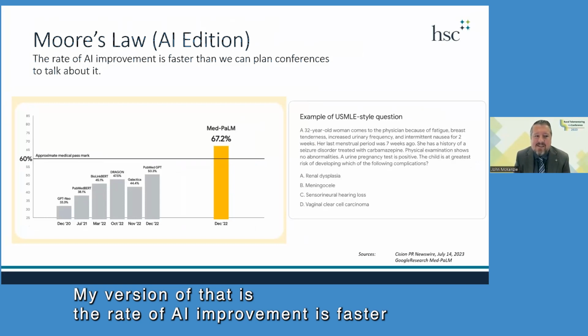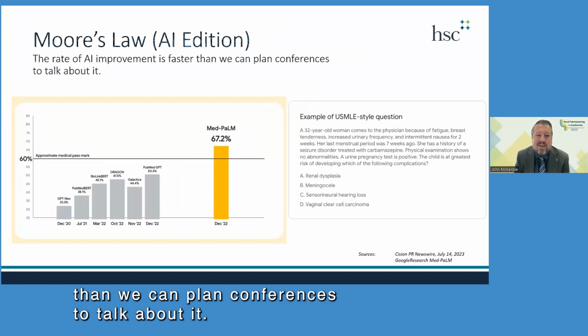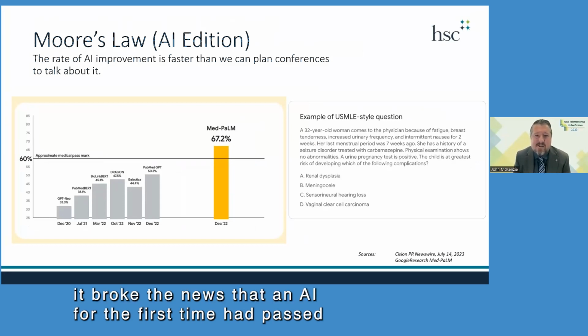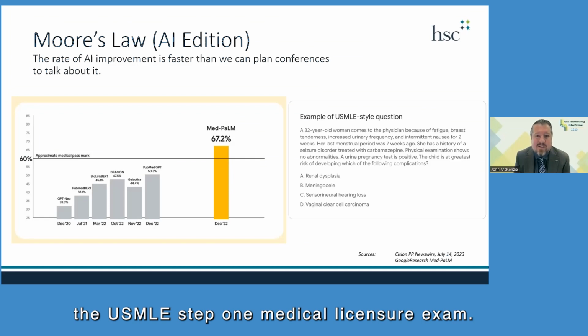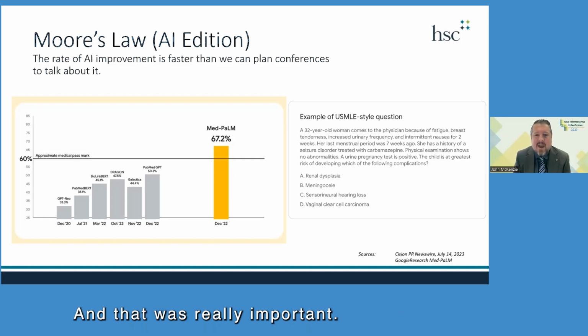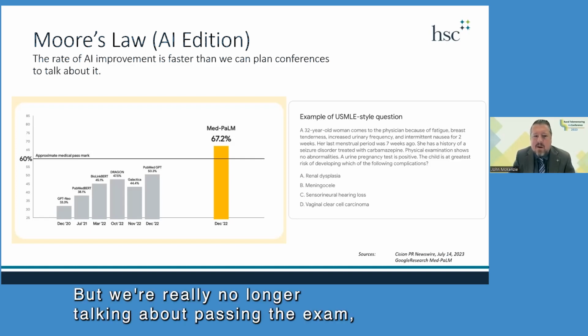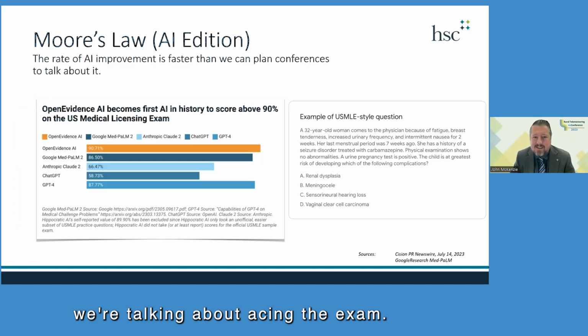My version of that is the rate of AI improvement is faster than we can plan conferences to talk about it. In December of 22 last year, it broke the news that an AI for the first time had passed the USMLE Step 1 medical licensure exam. And that was really important. It passed the exam. Everybody was up in arms about it, but we're really no longer talking about passing the exam. We're talking about acing the exam.